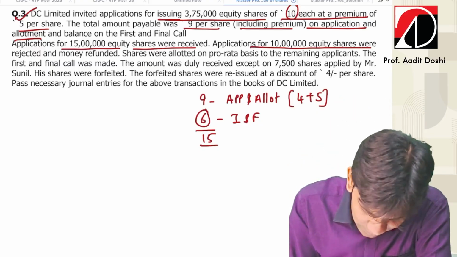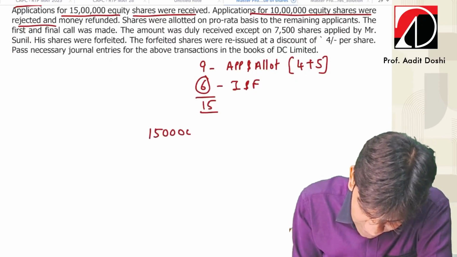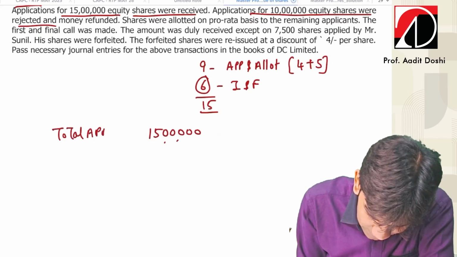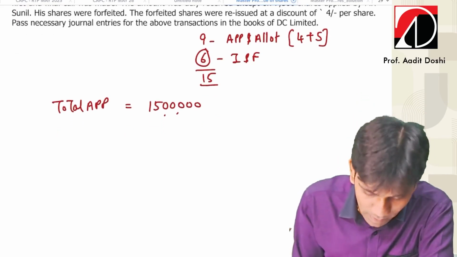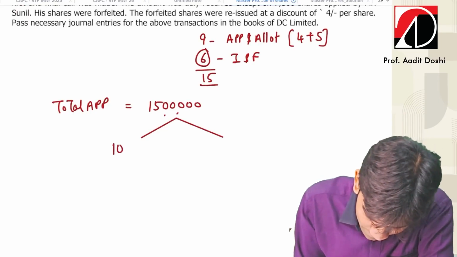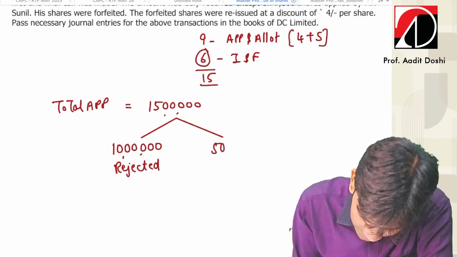Applications for 10 lakh equity shares were rejected. So I'll prepare a tree diagram for you guys. 15 lakh. This is total applications. Out of that, 10 lakh rejected. 5 lakh is the balance.